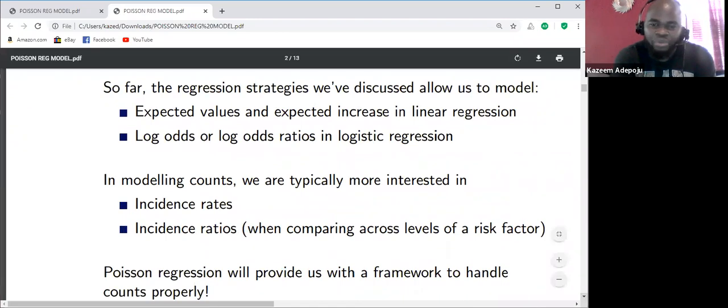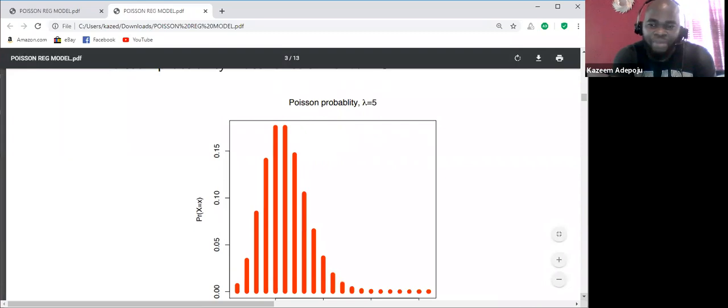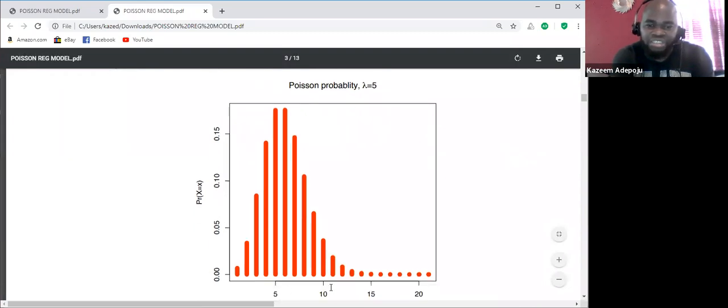So if I'm going to plot the probability, take a look at what I have right here. I'm plotting the probability against the number of occurrences, 0, 1, and so on. The horizontal axis here is just the number of occurrences, and the vertical axis is the probability associated with each, when lambda equals 5.